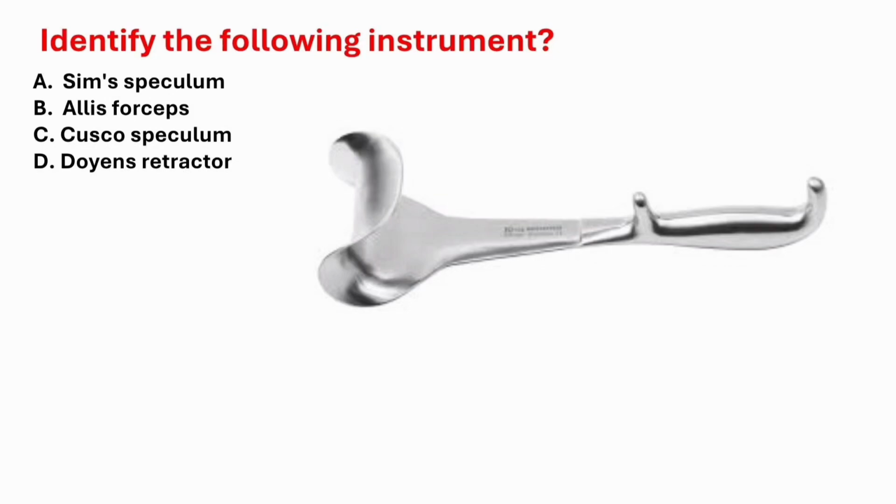Identify the following instrument. A. Sims speculum, B. Alice forceps, C. Cusco speculum, D. Doyne's retractor. The correct answer is D.